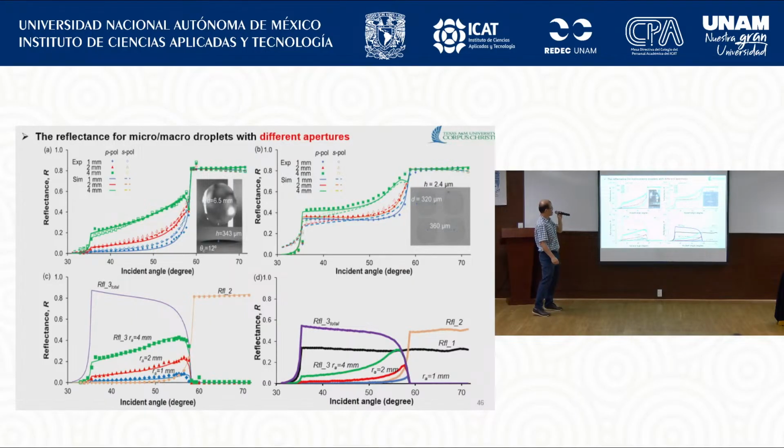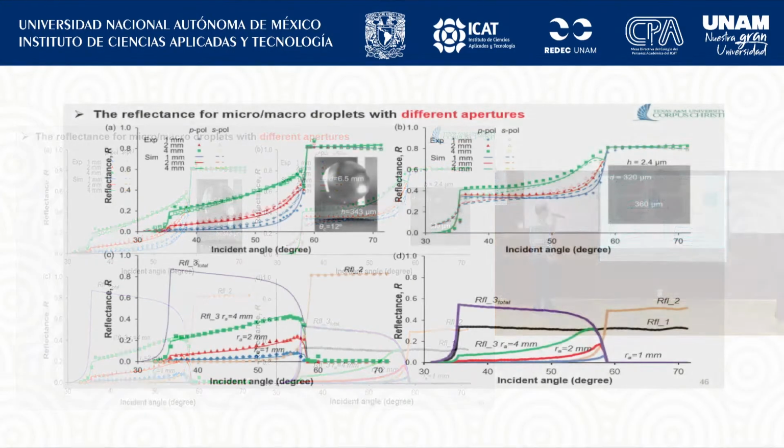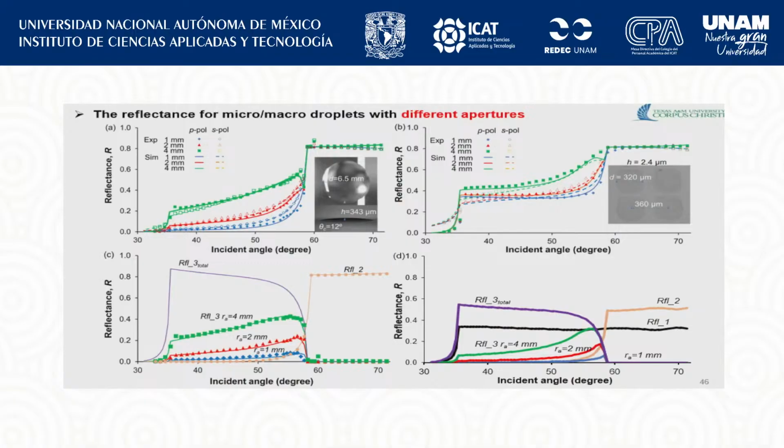And now this one shows we verified this result depending on different aperture sizes. We tested 3 different apertures, 1 to 4 millimeter in diameter. Okay, and also we did P and S polarization for each measurement. It's a manual measurement, and it shows a very reliable match between the experiment and the theory.